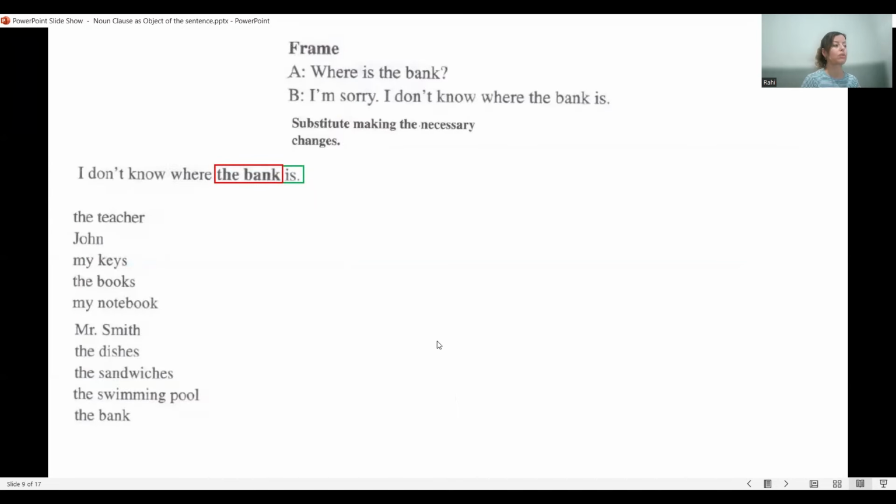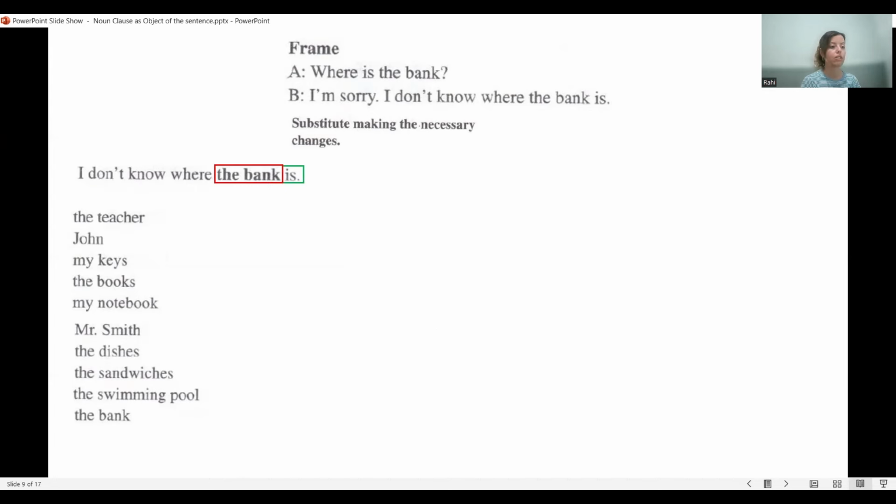Let's get into some exercises. The frame says, where is the bank? So we have this question, where is the bank? I'm sorry, I don't know. After I don't know, I need a noun clause. I don't know where the bank is, full stop, because I don't know starts like a sentence. So I don't know where the bank is. We are going to change the bank and is. Use the teacher instead of the bank.